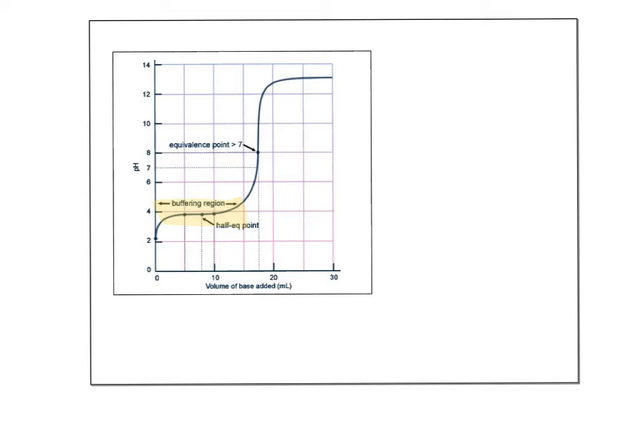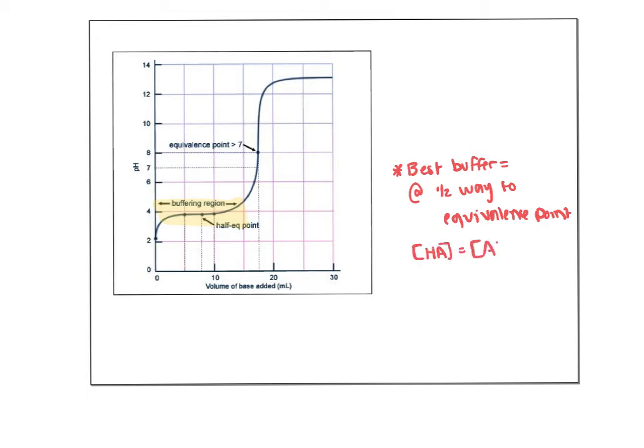We're going to learn a lot more about buffers later this unit, but what you need to know is that the buffering region is when it's flat, the pH is not changing very much. And then I also want you to make a note that the best buffer is at the halfway to equivalence point. And remember, that's when the concentration of your weak acid is equal to the concentration of the conjugate. So yes, this whole region is the buffer region, but the best buffer is at the halfway to the equivalence point. And I promise we'll go more in depth on buffers later this unit.